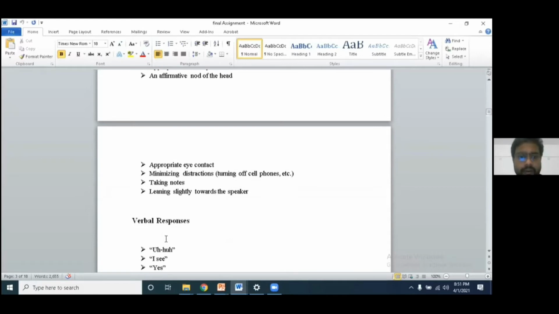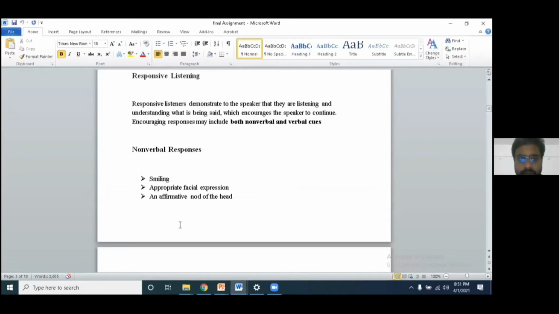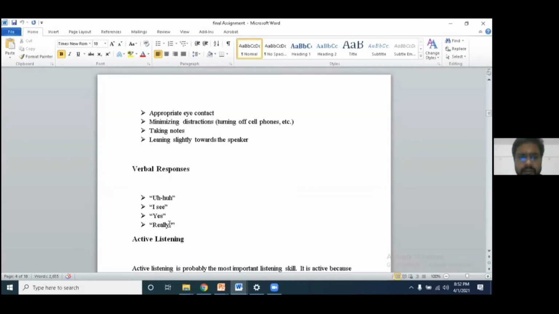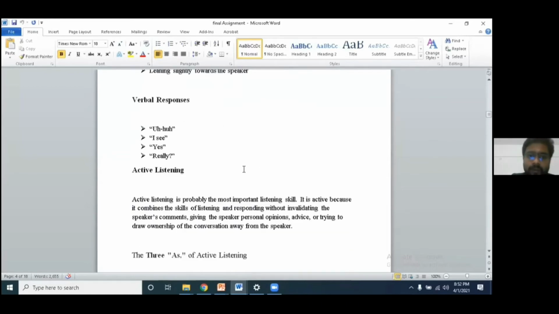Okay, so what is the verbal response? Now we have seen the nonverbal response, and now we see the verbal response. So verbal response is some words: oh, I see, yes, really. Then the teacher says, do you understand my words? Or the trainer says, do you understand my topics? At that time I just say, oh yes, oh I see, oh yeah, oh really? That kind of speech is verbal response.